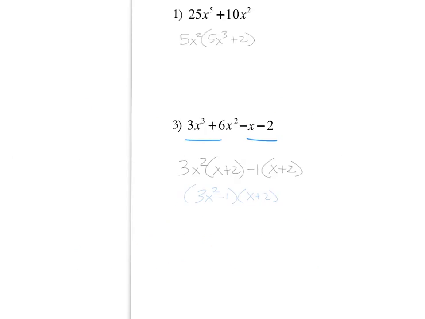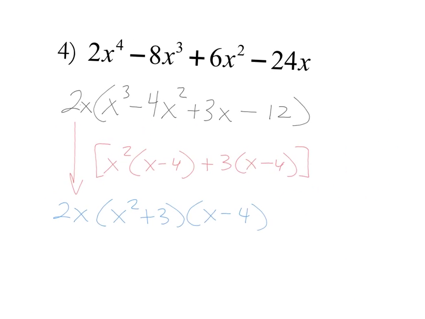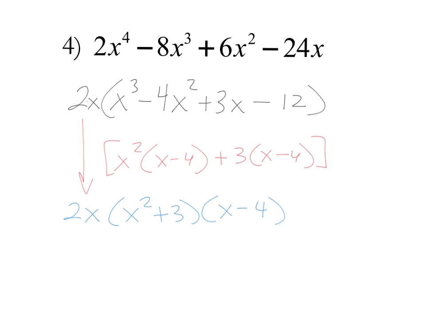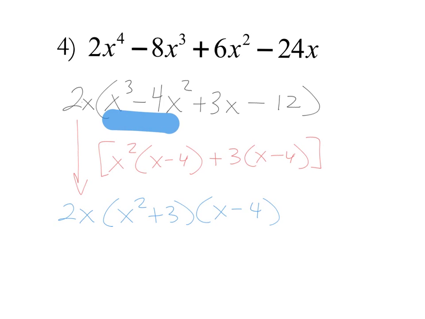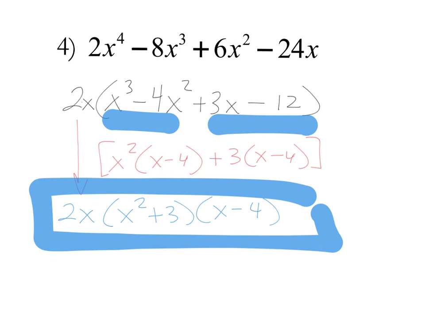And then the last one, you're going to GCF first. So you might have forgotten to do that. Then you're going to factor by grouping with these two. And then your final answer is going to be 2x times x squared plus 3 times x minus 4.